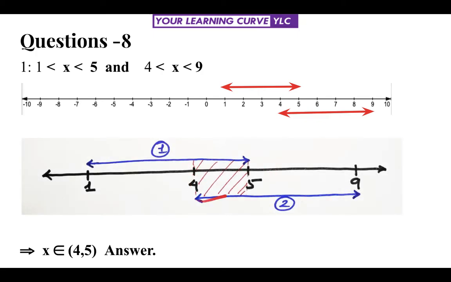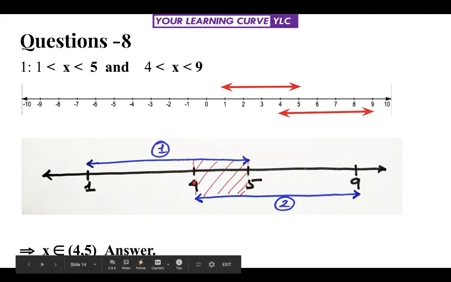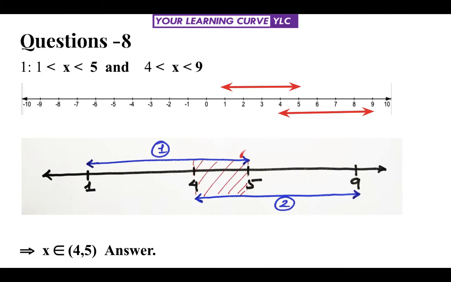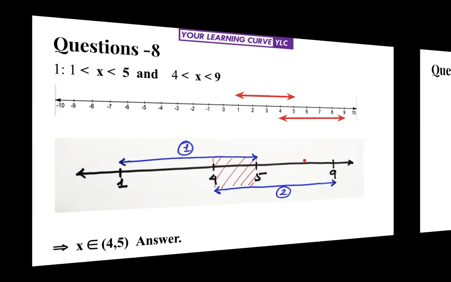We see that the intersection is still the same, 4 to 5, but here 4 is satisfying the first inequality but not the second one. 5 is satisfying the second inequality but not the first one. So 4 is not satisfying both the inequalities, so it has to be excluded with an open bracket. 5 is also not satisfying both the inequalities, so it has to be excluded. So our answer is open bracket 4 to 5.